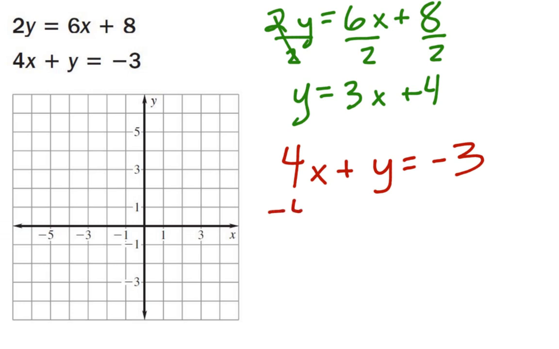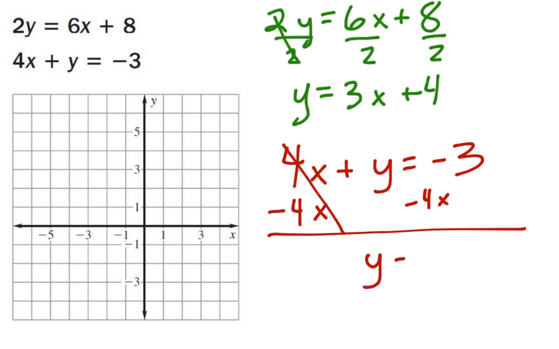So we'll subtract 4x from both sides, and I'm going to squeeze that in here because the x term goes before the constant. This is gone. Y is equal to negative 4x minus 3. And so now this one is in slope-intercept form.